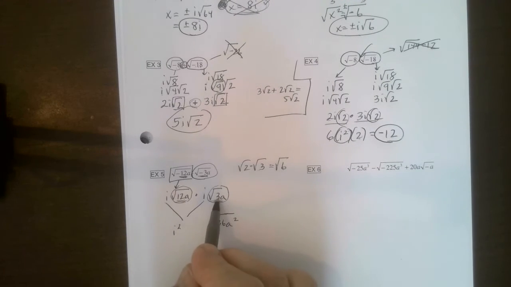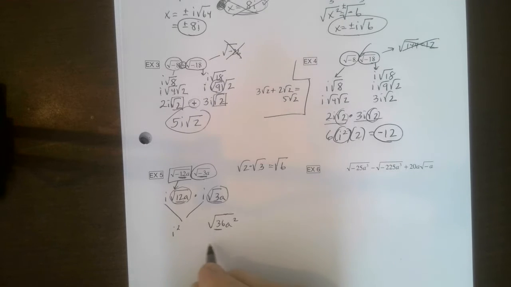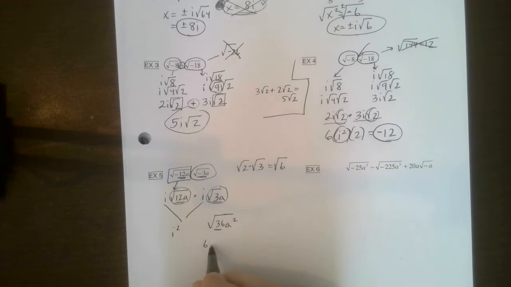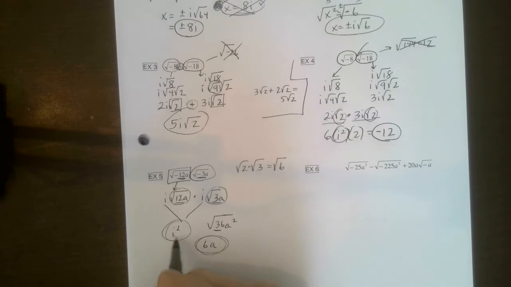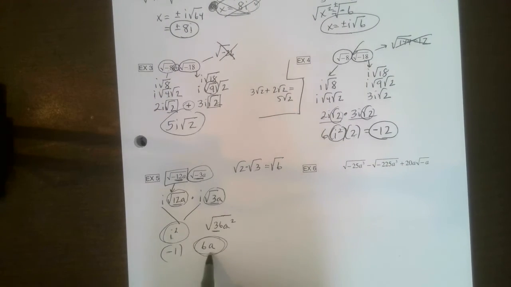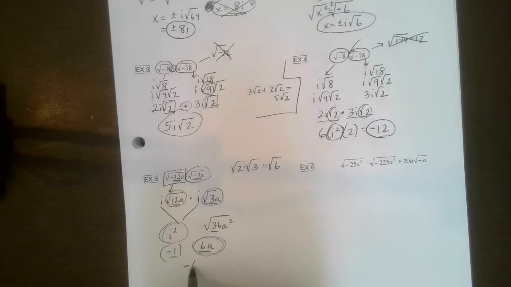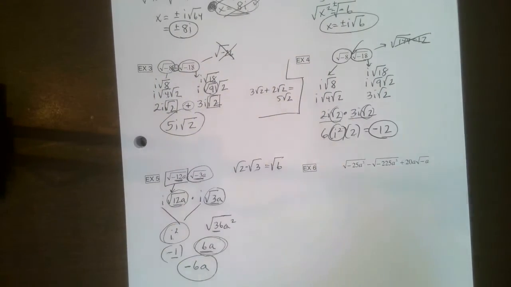And if you notice that, what's the square root of 36? 6. What's the square root of a squared? a. So I have to multiply this now by this, but what's i squared? Negative 1. So if I multiply this by this, I get negative 6a.